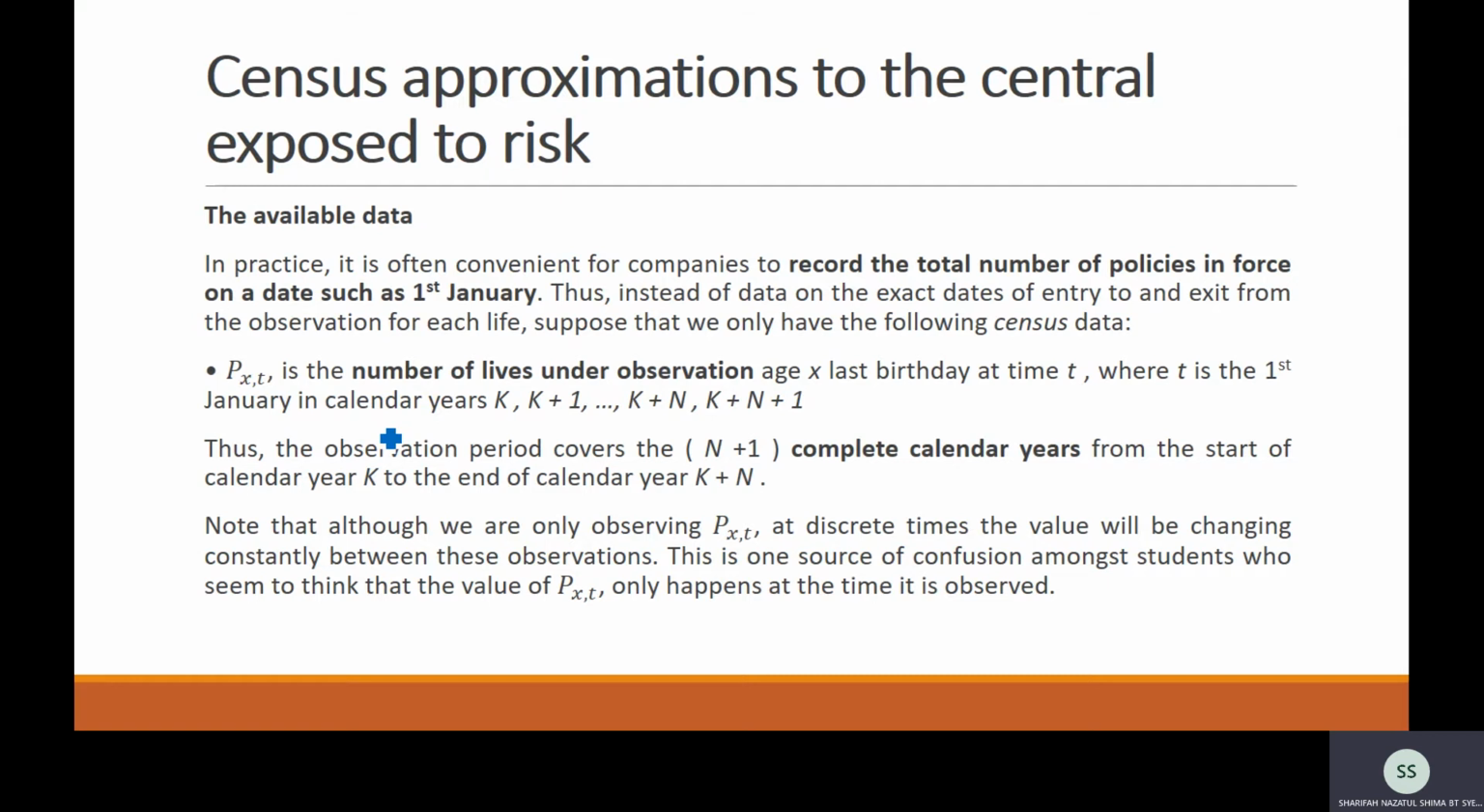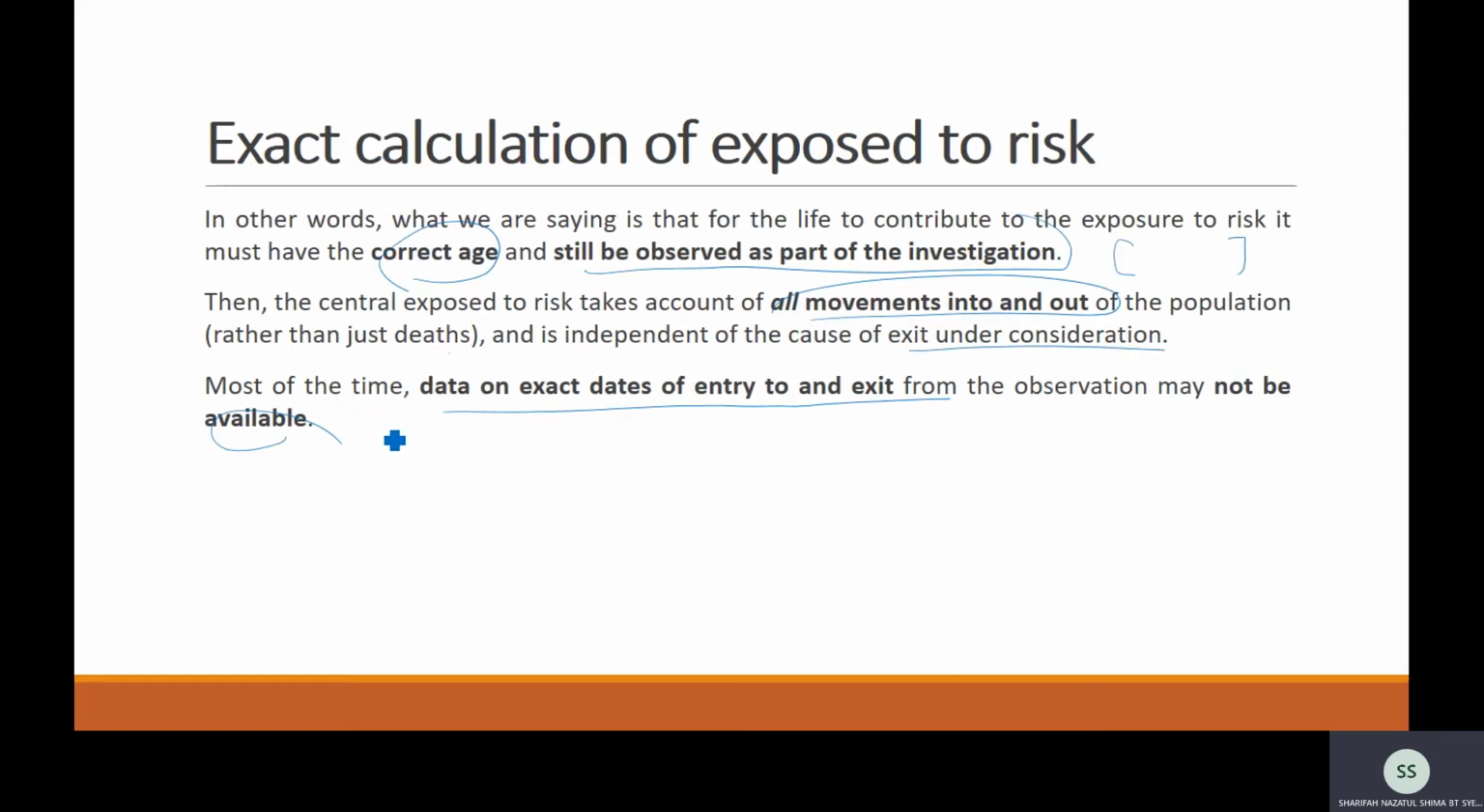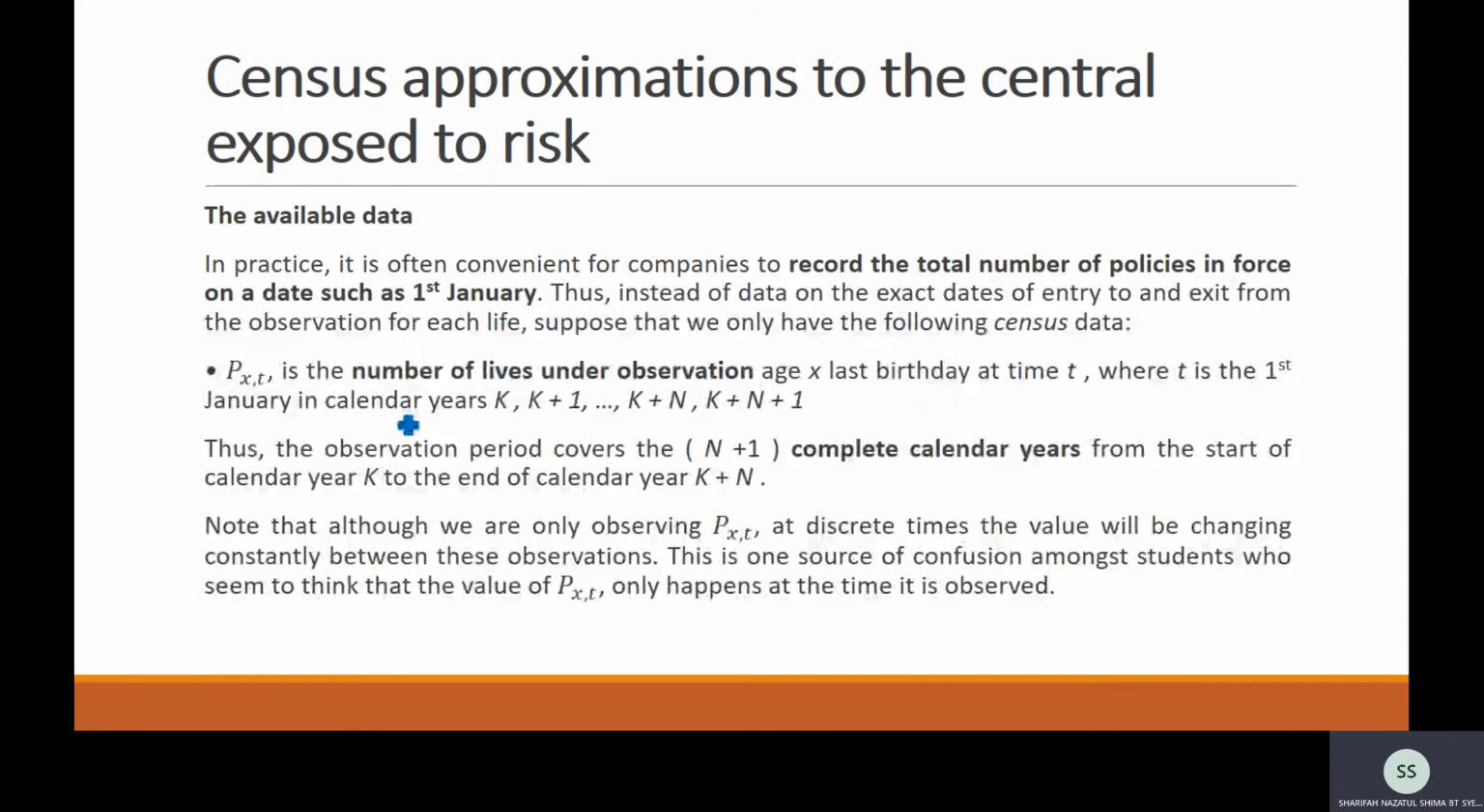So just now we discussed the exact calculation of exposed to risk. Now, the census approximations to the central exposed to risk. It is often convenient for a company to record the total number of policies in force on a date such as 1st January every year. So instead of the exact date of entry to and exit from the observation for each life, suppose that we only have the following census data for PXT.